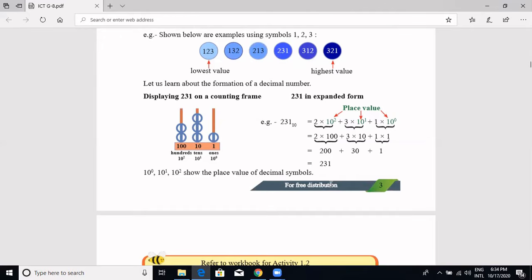And then comes 10 to the power 1. That means tens, right? So that's the place value. Next place value is 100, 10 to the power 2. Understood? That is how this 231 is constructed. Got it? So these place values will be different based on the number system you are using. Here it's decimal, so 10 to the powers. But if it's binary, it will be 2 to the powers. If it is octal, it will be 8 to the powers. If it is hexadecimal, it will be 16 to the powers, right?